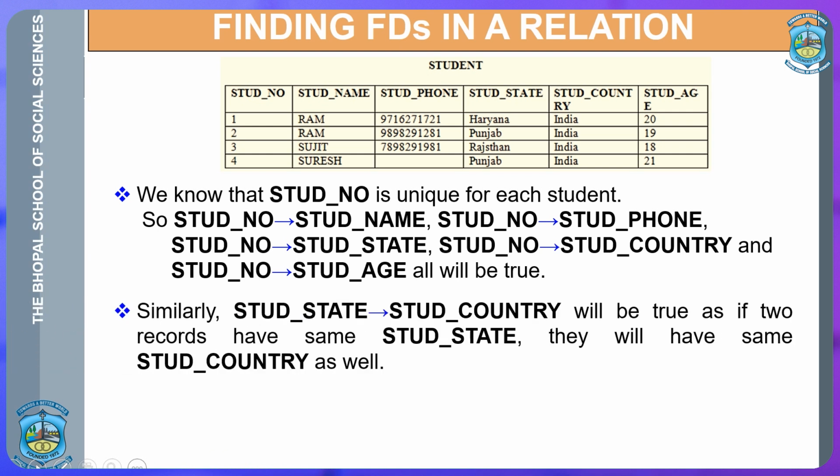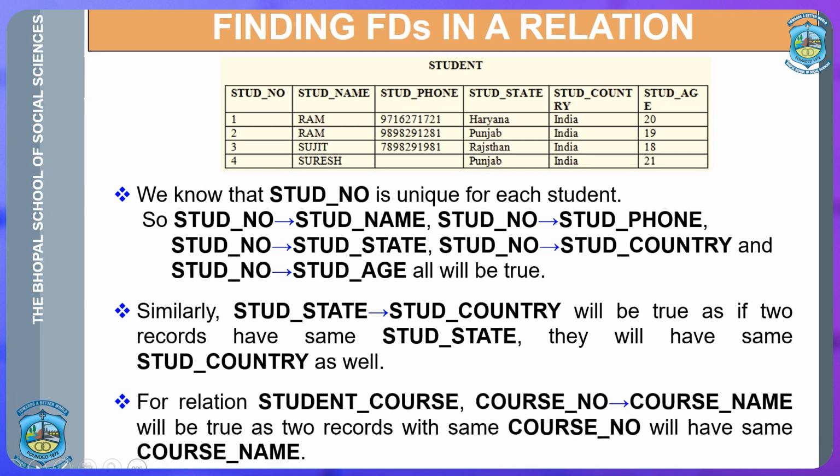Similarly, we have another relation, student state tends to student country. It will also be true because in the same country for a different state the country remains the same, right. So, we have student state tends to student country as another relation. Now, if we have a relation of course number tends to course name, they will also be true as both the records with the same course number will have the same course name.